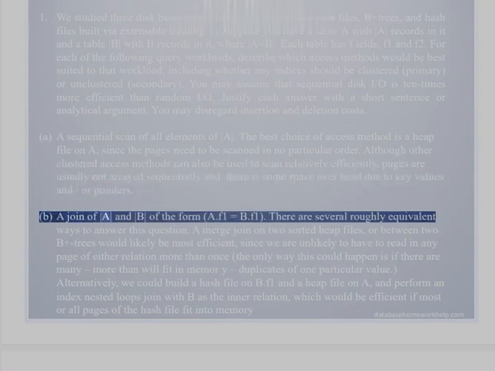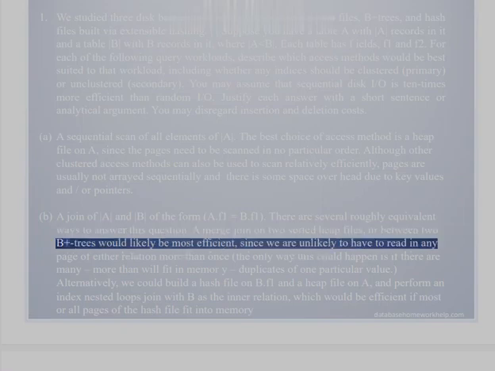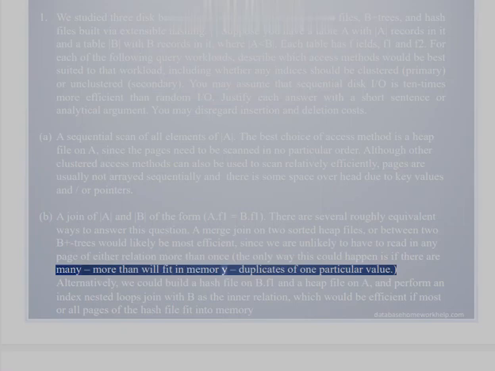B. A join of A and B of the form A.F1 equals B.F1. There are several roughly equivalent ways to answer this question. A merge join on 2 sorted heap files, or between 2 B+trees would likely be most efficient, since we are unlikely to have to read in any page of either relation more than once.